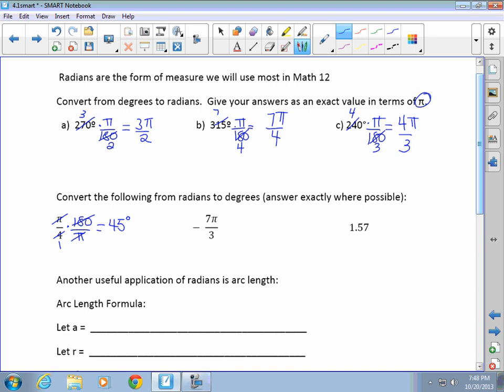Negative 7 pi over 3. So same thing, I'm going to multiply by 180 over pi. My pi and my pi will cancel. 3 goes into 3 once and into 180 60 times. 7 times 60 is 420, so it's negative 420 degrees.